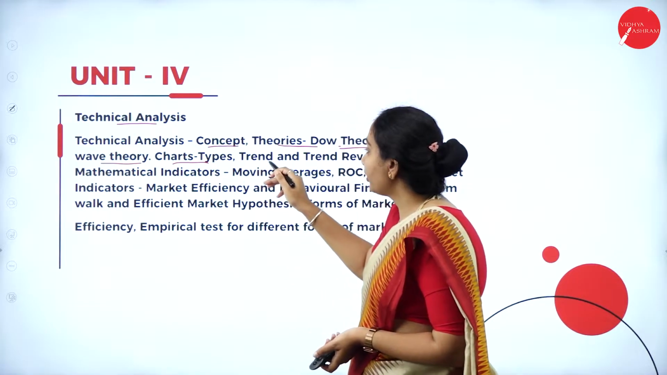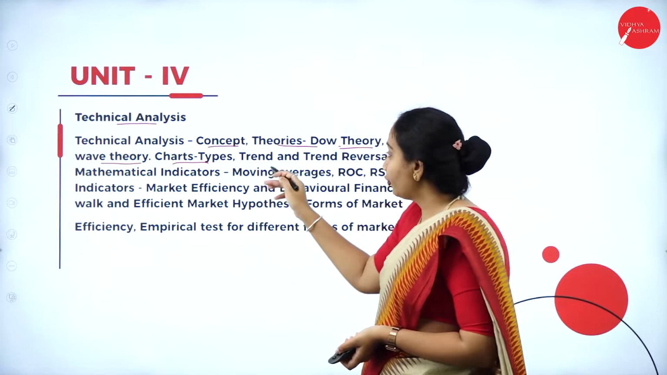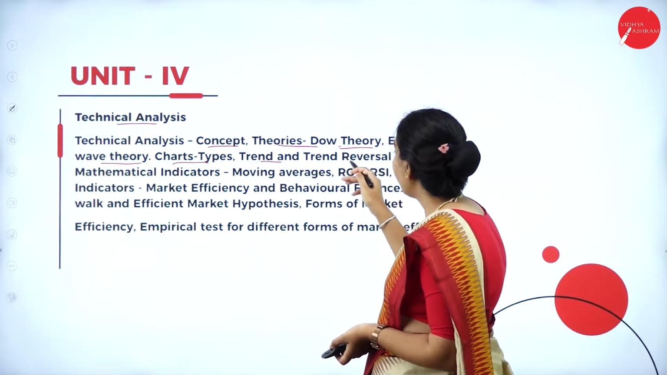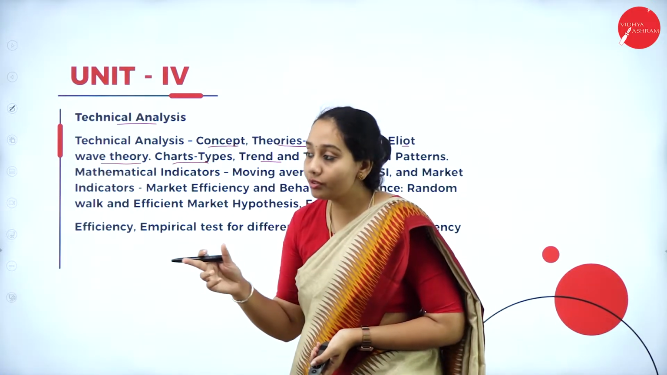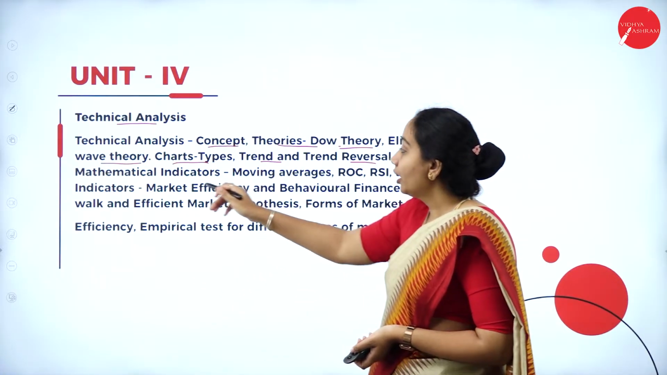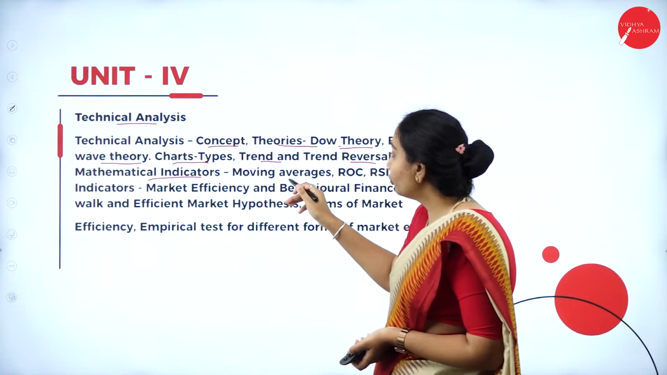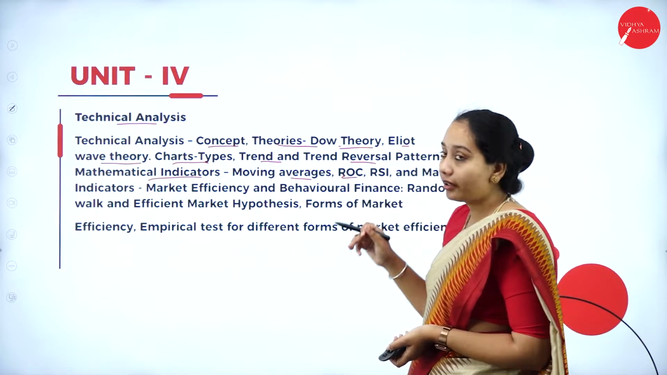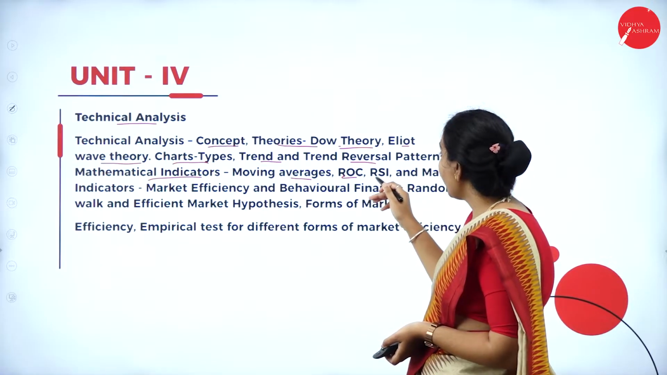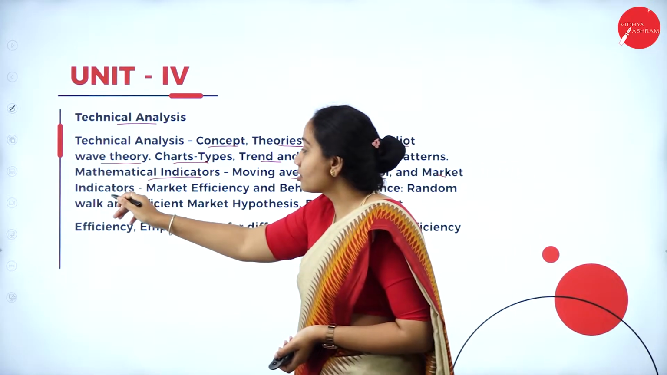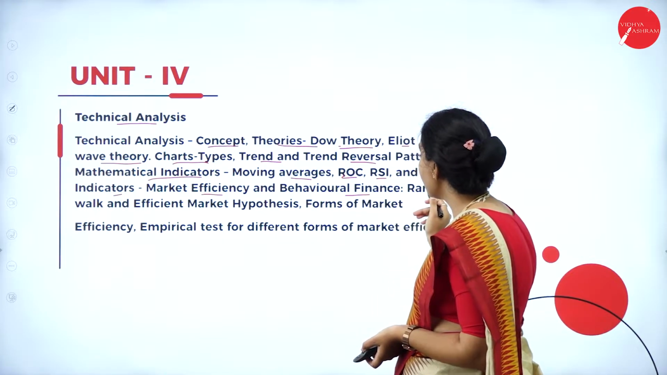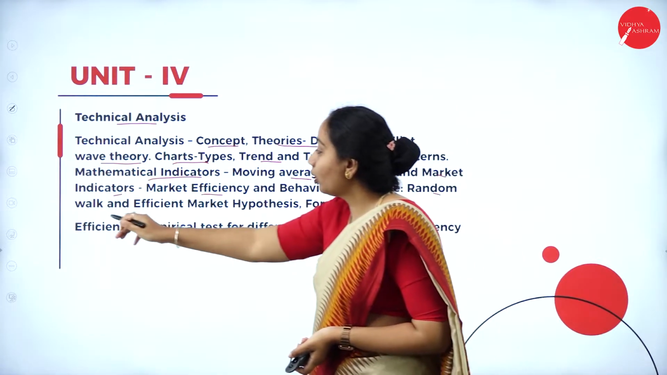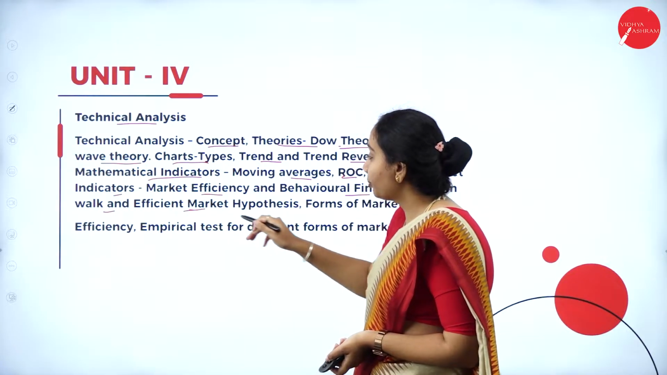Next, charts. What are the types of charts we have got? We have trend analysis, then we have trend reversal patterns. So there are two types of charts we have got, and we are going to learn about what those are. Then mathematical indicators, moving averages, ROC, that is return on capital, and RSI, and market indicators. Then we are going to learn about market efficiency and behavioral finance. That is regarding random walk and the efficient market hypothesis.